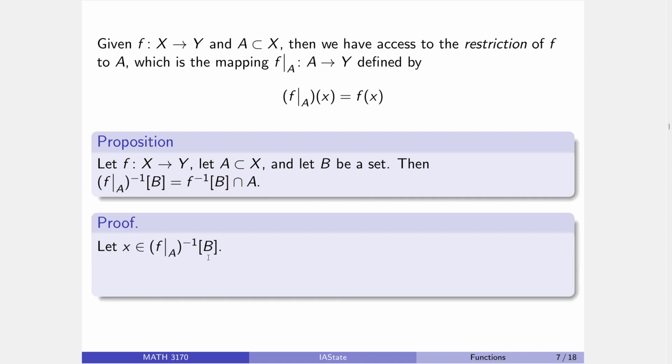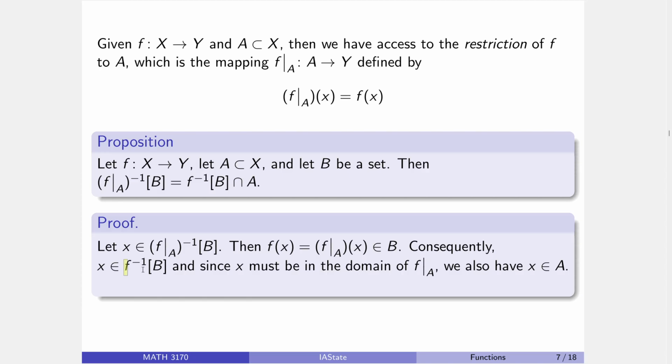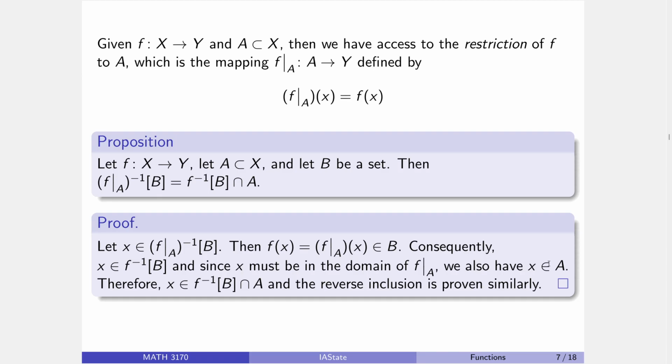So if you are in the inverse image of the set B under the restriction mapping, then the output of that lands in B, but the output of this, by definition, is just whatever the output of f is. So that means x is in the inverse image of B, and because x was in the inverse image of the restriction, it's got to be in the domain of that, which means it's also in X. And there you go, it's then in the intersection, and then, again, our favorite phrase, the reverse inclusion is proven similarly. Just read the proof backwards and you're good to go. All right, cool.